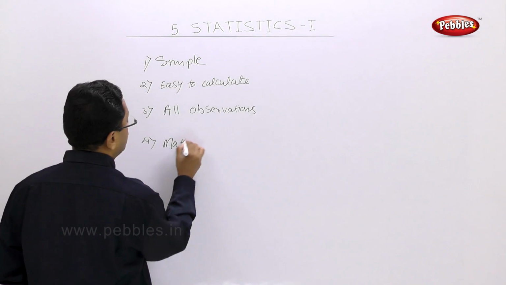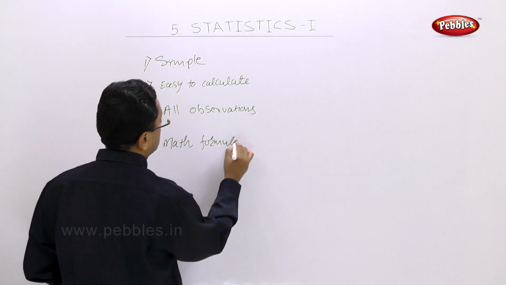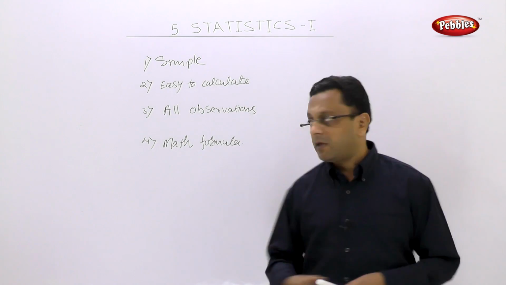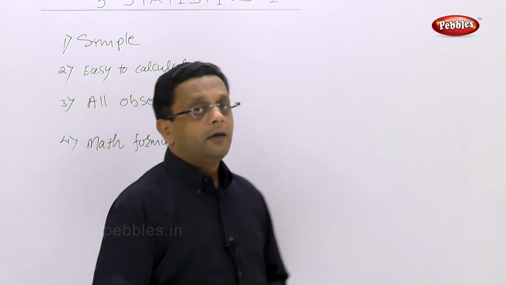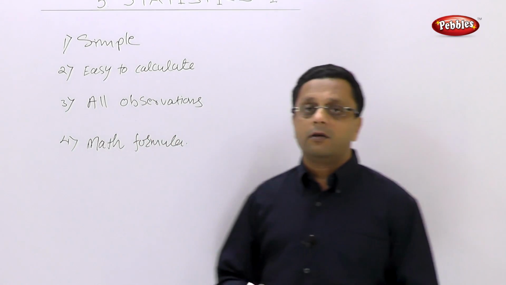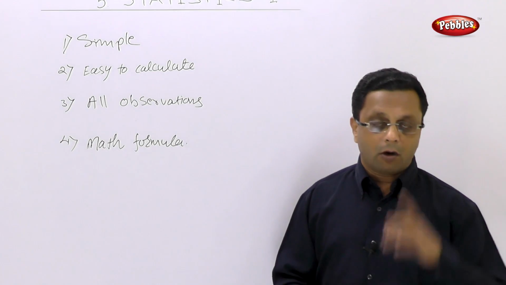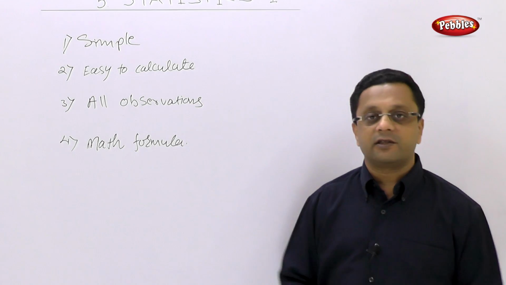Then, it should be represented by a mathematical formula. That means it should have one and only one interpretation. It should be based on some mathematical formula. Why should it be based on a mathematical formula? Because if different people find out the answer, all should get the same answer. There should not be deviation in the answers.